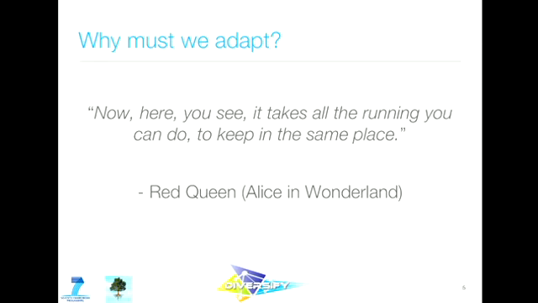Now, why must we adapt? First of all, there's this thing from Alice in Wonderland. I'm sure a lot of you have read this book. There's the Red Queen, one of the main characters. She says to Alice, "Now here you see, it takes all the running you can do to keep in the same place." In essence, it says that you have to keep evolving and adapting just to maintain the position you are in on the evolution landscape.